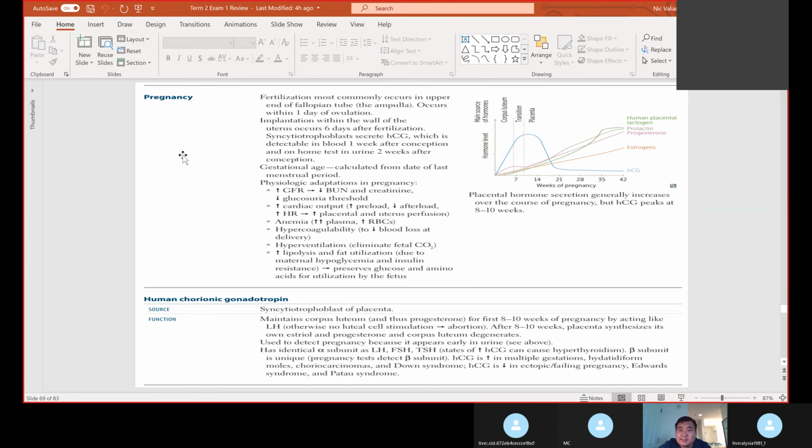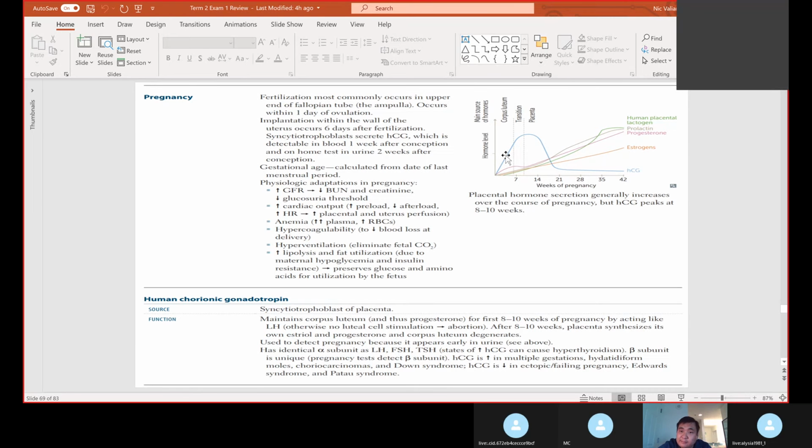What happens during pregnancy? In pregnancy, you have a lot of hormones going on. You have increase in GFR. You have increase in cardiac output. You can have anemia, hypercoagulability. You can have hyperventilation. You can have increase in lipolysis. Look at the level of the hormones here. All of them increase, right? The only thing that decreases is your HCG.